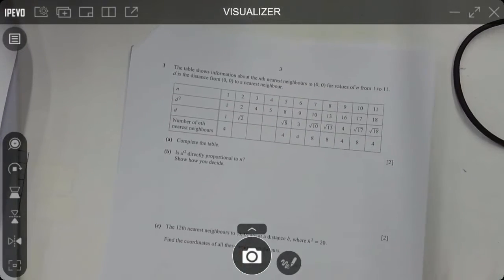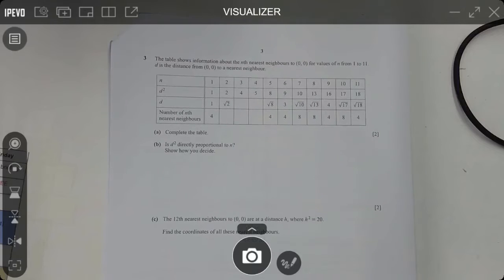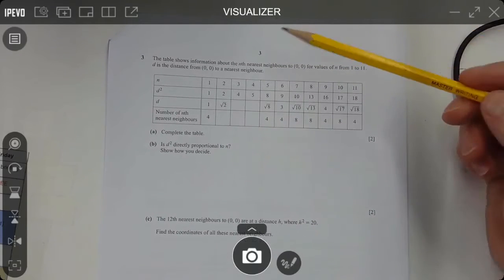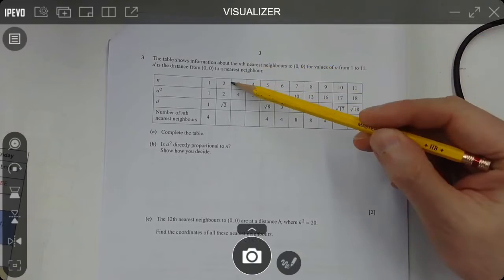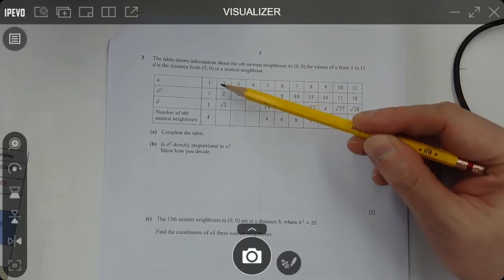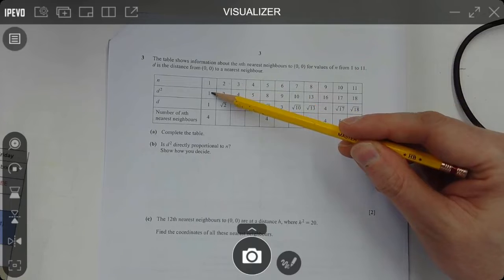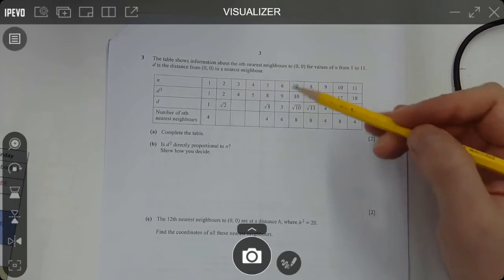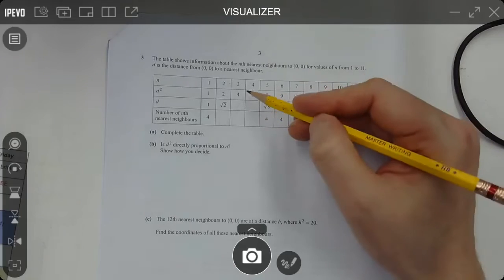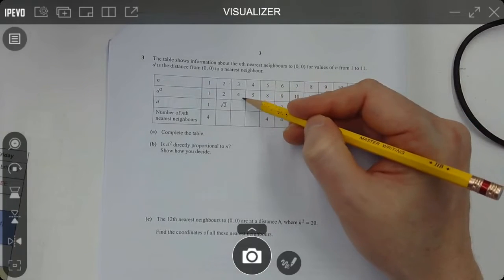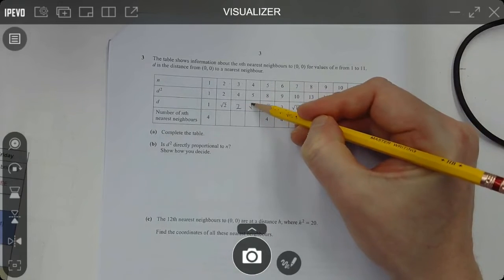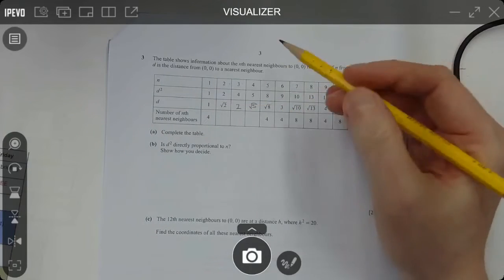Right, the next one is this. We've got a table here showing the first nearest neighbour, second nearest neighbour, third nearest neighbour, the distance from the origin to the nearest neighbour squared, and then the actual distance, so the square root of the other one. That means this is going to be easy to fill in. To get from d squared to d, we just need to square root it. The square root of 4 is 2. The square root of 5 is √5.